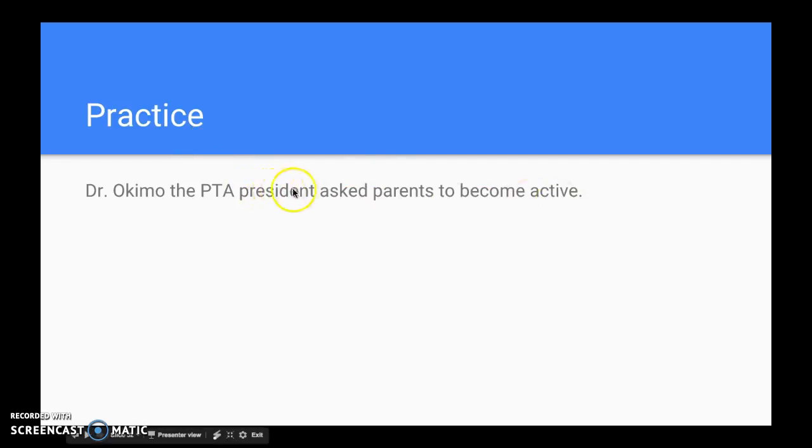So again, looking at this rule, this phrase, the PTA president, is a noun that identifies Dr. Okamo, but it is not essential to the meaning of the sentence. Therefore, it needs commas to offset it from the rest of the sentence. And that is your appositives rule.